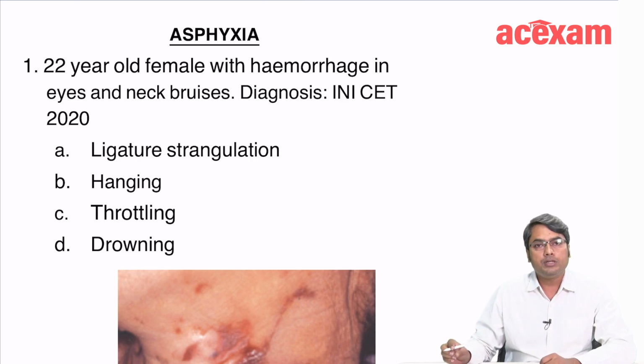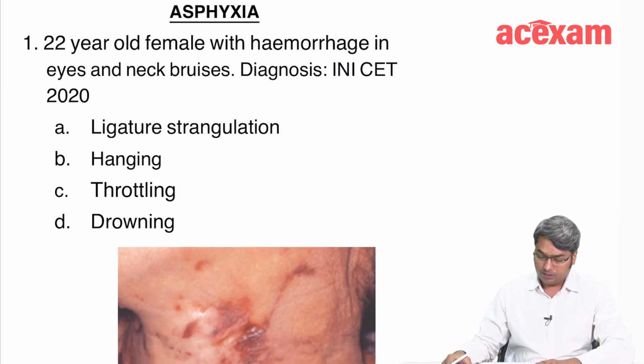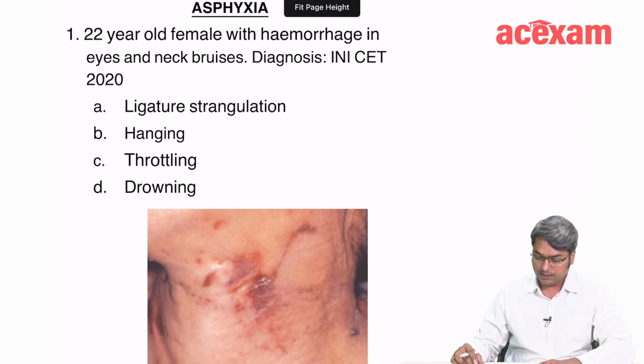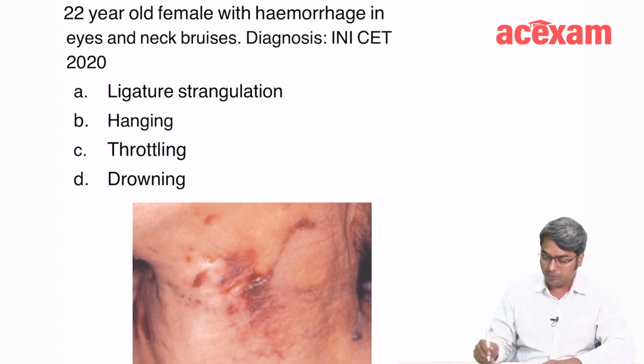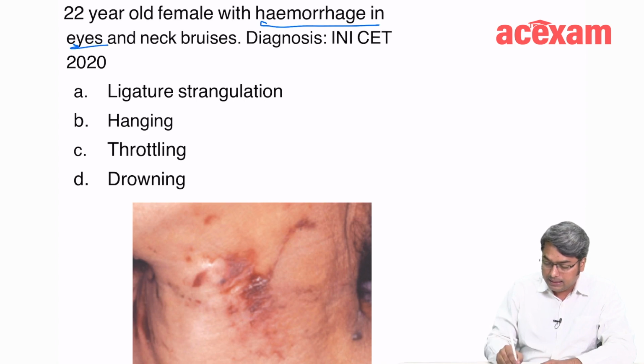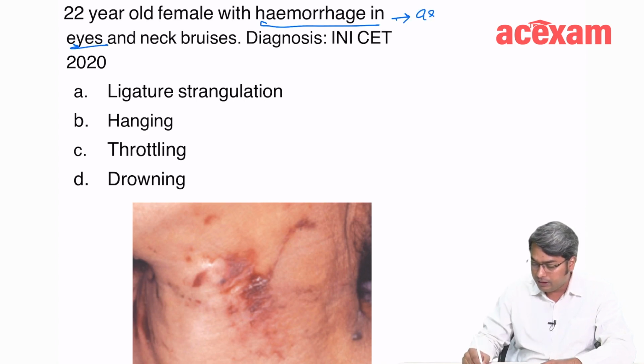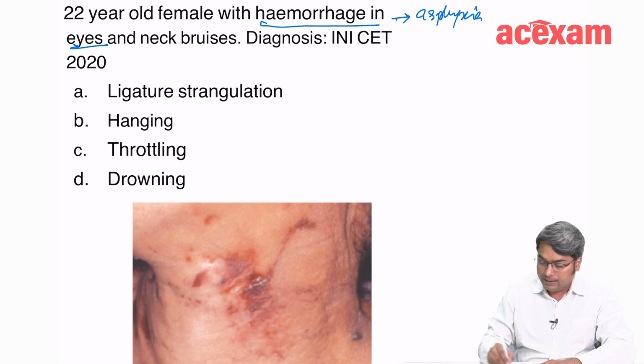Let us discuss the questions which have come from the topic of asphyxia. First is an image based question which came in INI-CET 2020. A 22-year-old female with hemorrhage in eyes and neck bruises. There is hemorrhage in eyes, and that is a feature of asphyxia, right? And there are neck bruises.